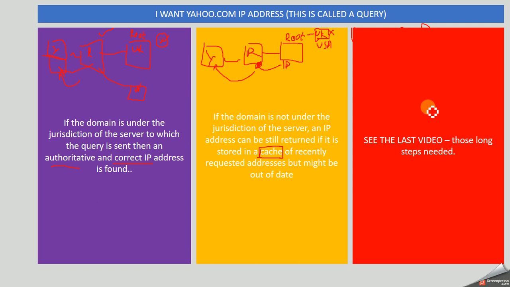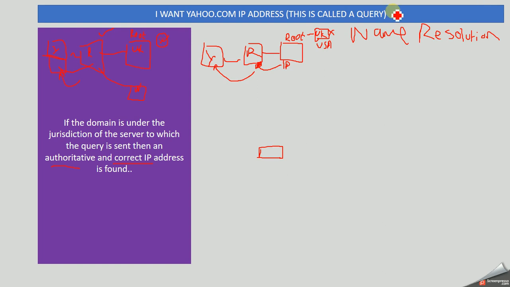And finally, that's when you talk about all the steps from the last video. There are 3 different ways in which you can find an IP address using name resolution. Name resolution. Key.